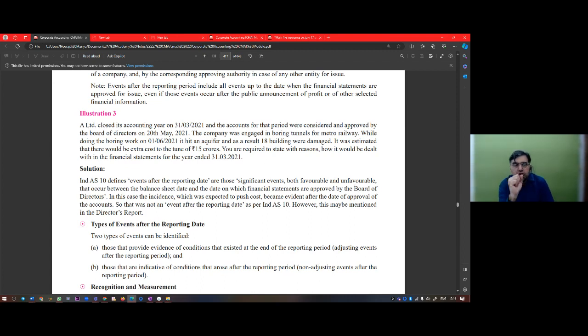Here also the accounts are approved on 20th of May, and due to some tunnel boring problems the cost increases, and the damages were incurred in the month of June. That is again called an event occurring after the balance sheet date, because the accounts have been approved by the Board of Directors. So it will not be adjusted in the accounting year ending 31st March 21.